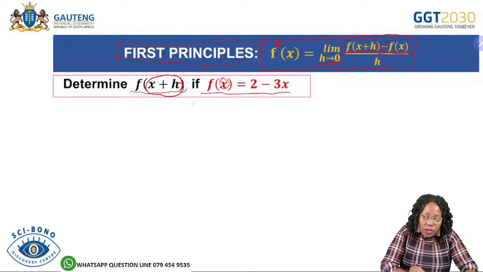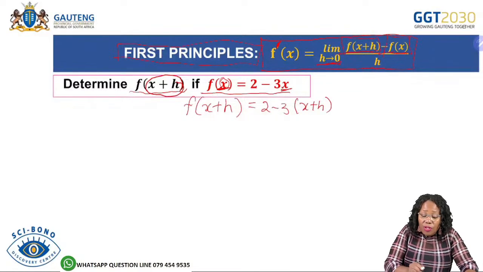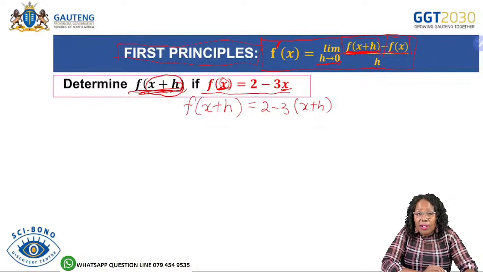Then let's follow the procedure, grade 12. Where we have an x, we are going to substitute x plus h. 2 minus 3 into x plus h. As you can see, this is an introduction to your formula now. You will be looking at f at x plus h. Hence, we have this activity.